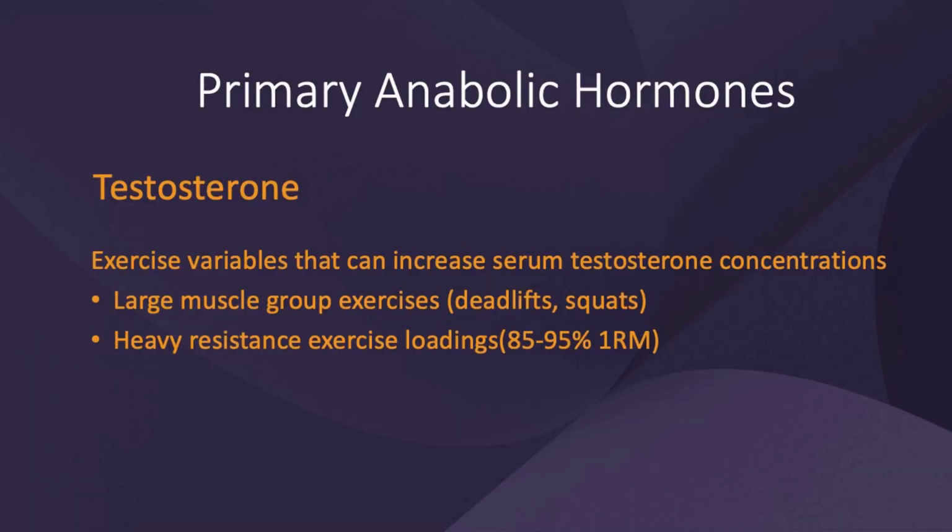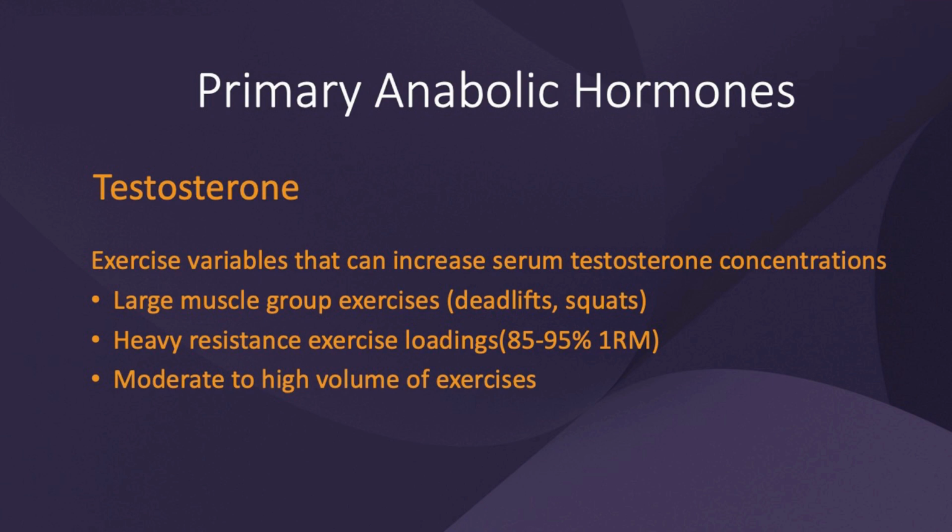Another one is utilizing heavy resistance, in particular around 85 to 95% of 1RM. And this has been shown to be the best loading for increasing acute endogenous, that is natural, testosterone concentrations. However, it's important to acknowledge that at certain training phases, we can't train at these high intensities of RM. A potential example could be when we are training for hypertrophy, where we are using high repetitions and a subsequent lower percentage of RM loadings.